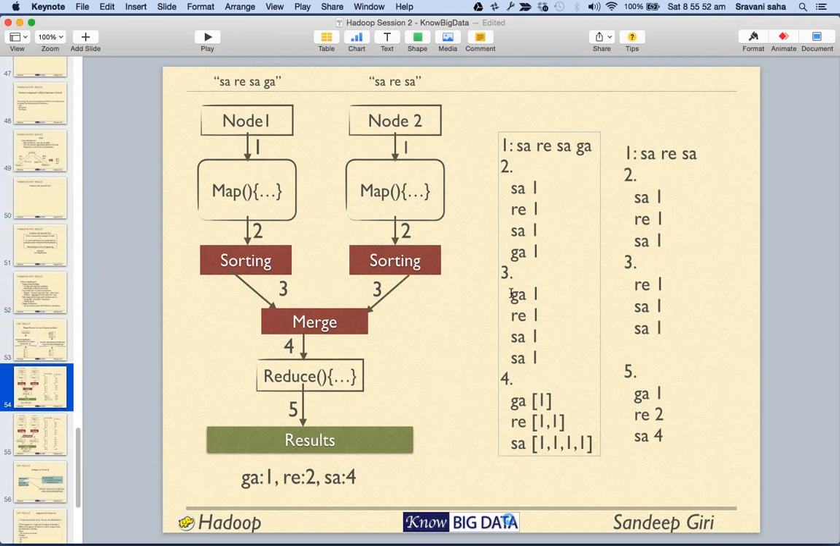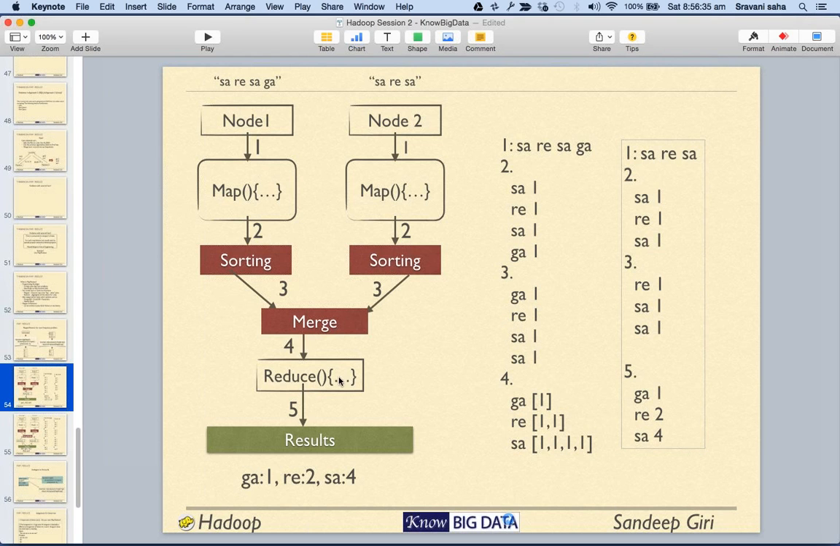So here, the first act of converting the input text into key value pairs is the duty of your map. Then the data gets converted, and that is the duty of Hadoop. Once the data is converted, Hadoop groups the data together. So as you can see, 3 and 3 on both sides. The result from the first node is ga, re, sa, sa, and on the second one is re 1, sa 1, sa 1, and so on.